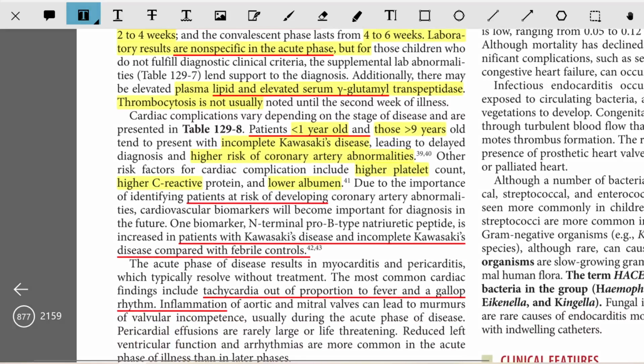Due to the importance of identifying patients at risk of developing coronary artery abnormalities, cardiovascular biomarkers will become important for diagnosis in the future. One biomarker is NT-proBNP, which is increased in Kawasaki's disease and in incomplete Kawasaki's disease compared with the febrile controls.